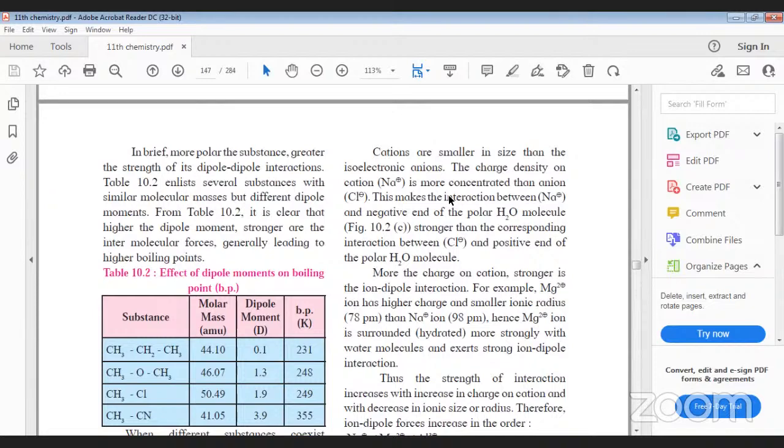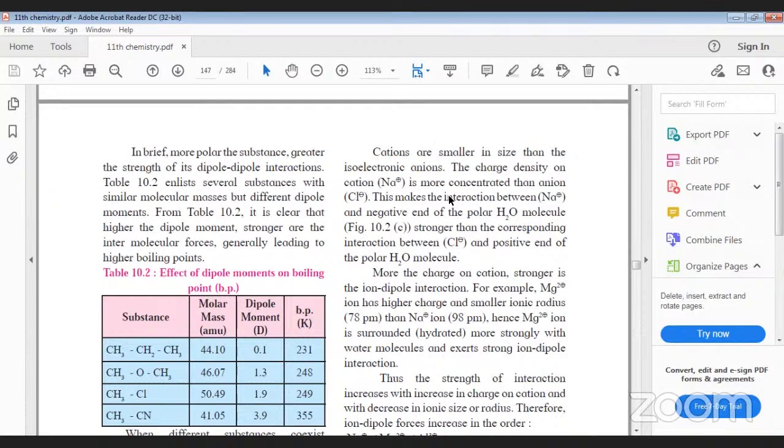The charge density on anions: in anions, what happens? Electrons are accepted. If electrons are accepted, the size of the orbital will increase and the size of that particular anion will also increase. The charge density on a cation like Na plus is more concentrated than on an anion. This makes an interaction between Na plus and the negative end of the polar water molecule, whereas the negative end of the water molecule will interact with the Cl minus ions.